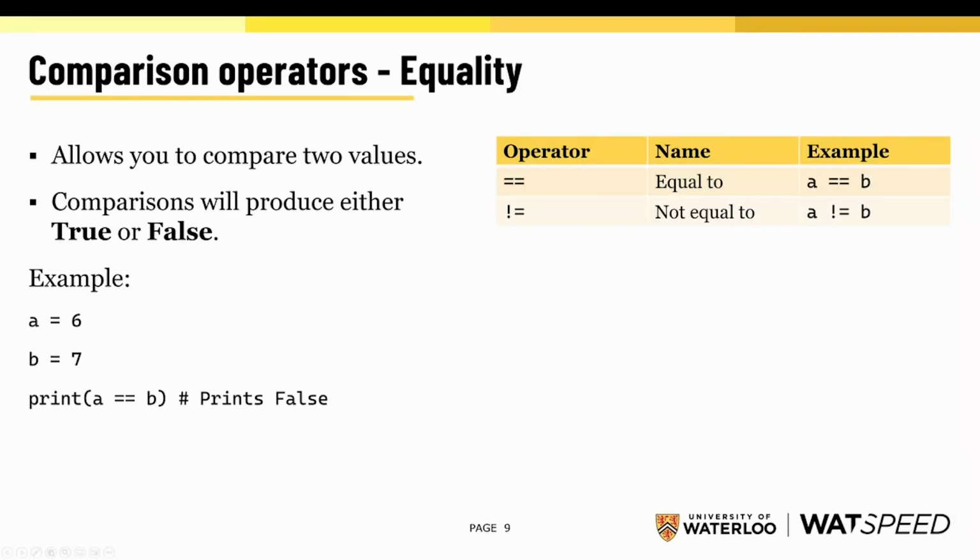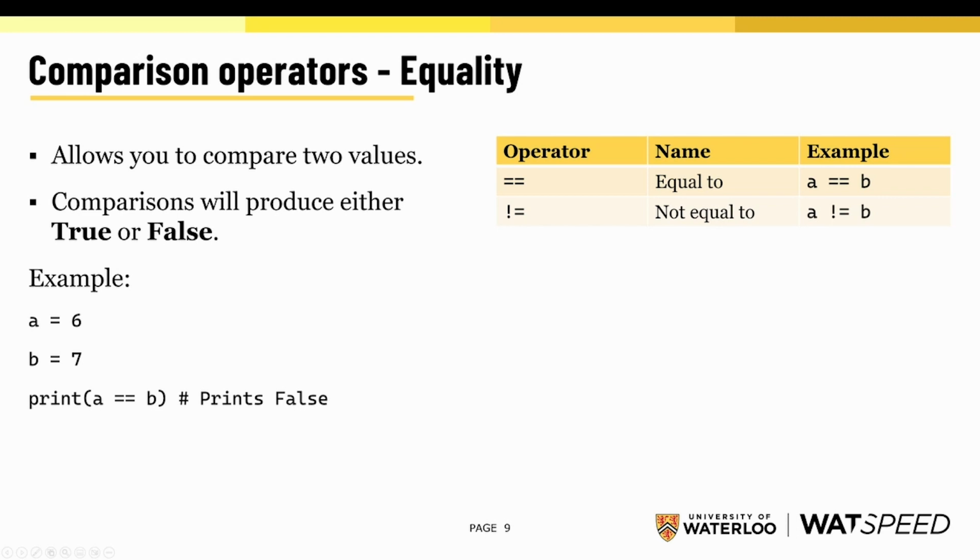Let's say you wanted to test to see if two items were either equal or not equal to each other. To test for this, we use equal equal, so two equal signs. And to test if two items are not equal to each other, we use an exclamation point and an equal sign. So the equal equal allows us to do the comparison equal to. Exclamation mark equals does the comparison not equal to.